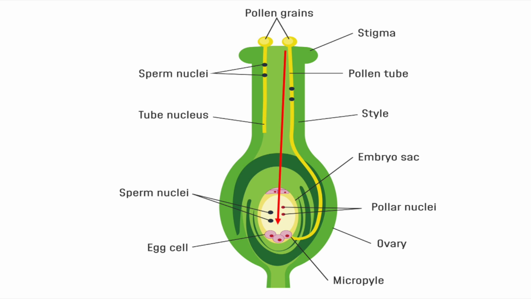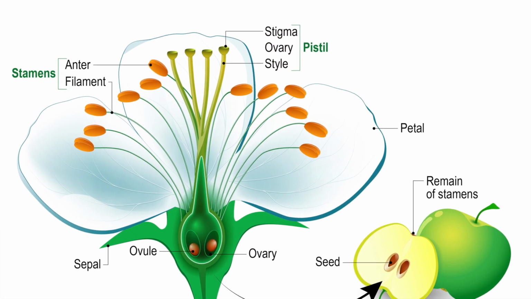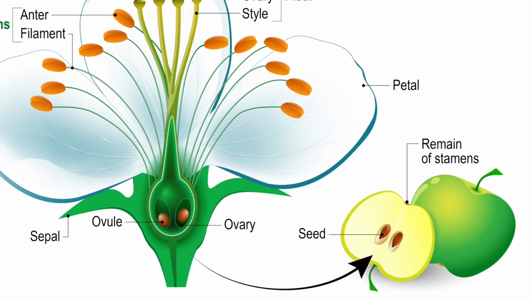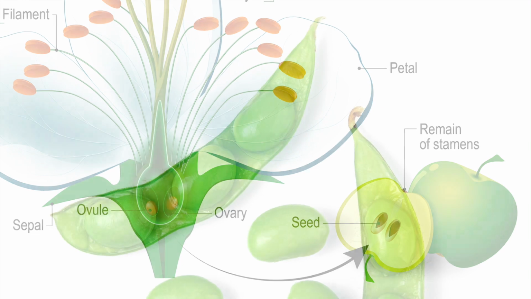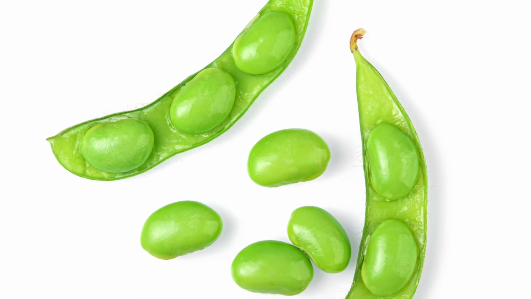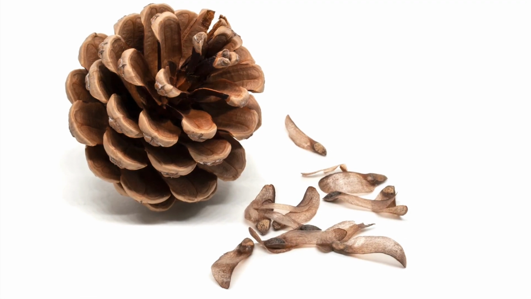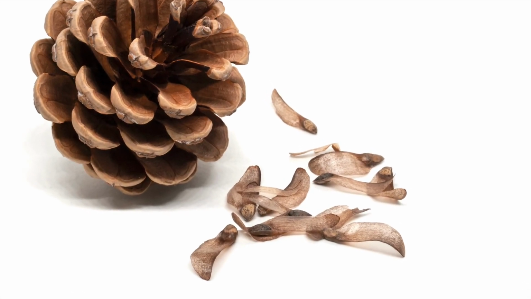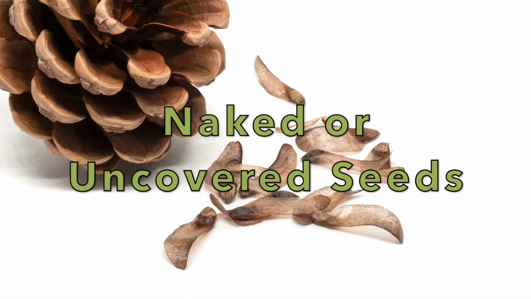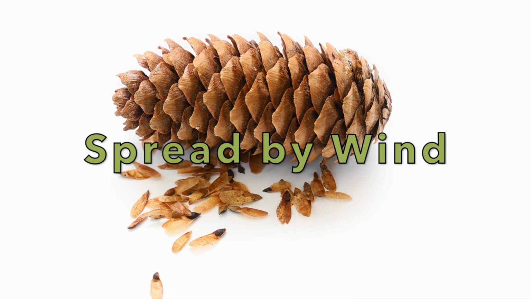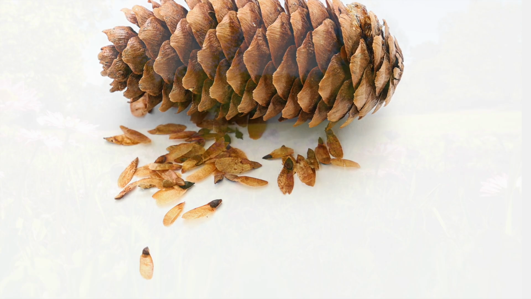Pollen tubes form to unite the unfertilized female sex cells, called ovules or egg cells. Fertilization of the ovules occurs and they change into seeds. The ovary also changes to produce fruit with seeds. Seeds may be enclosed inside the fruit, like bean pods, apples, or peaches. Non-flowering plants, such as pine trees and fir trees, can produce naked or uncovered seeds on top of pinecone scales. Their seeds are often spread by wind instead of animal pollinators.